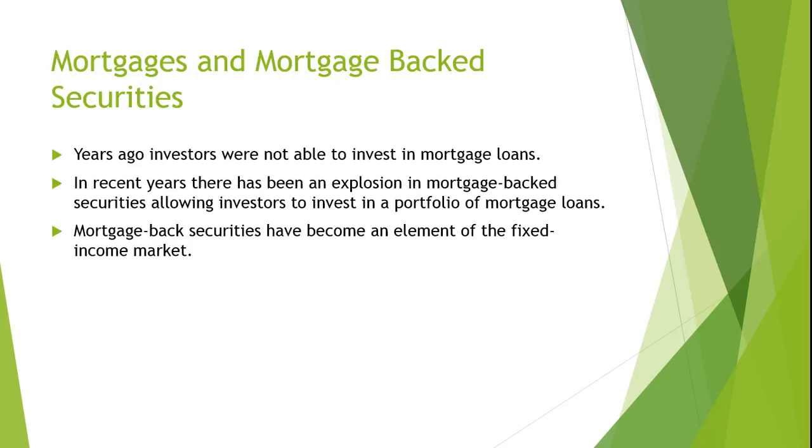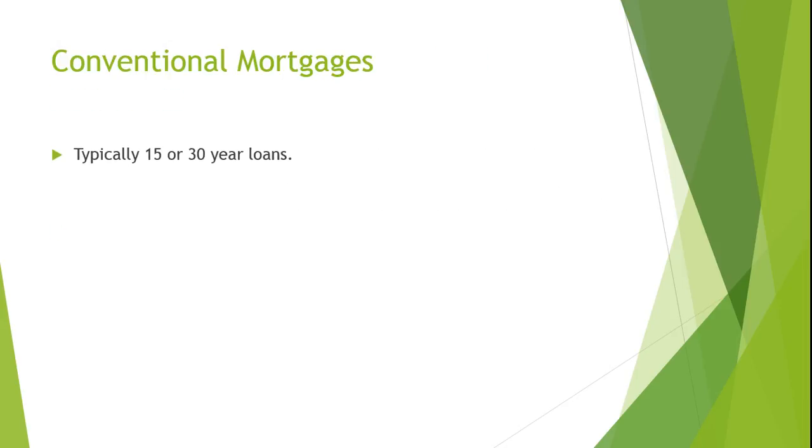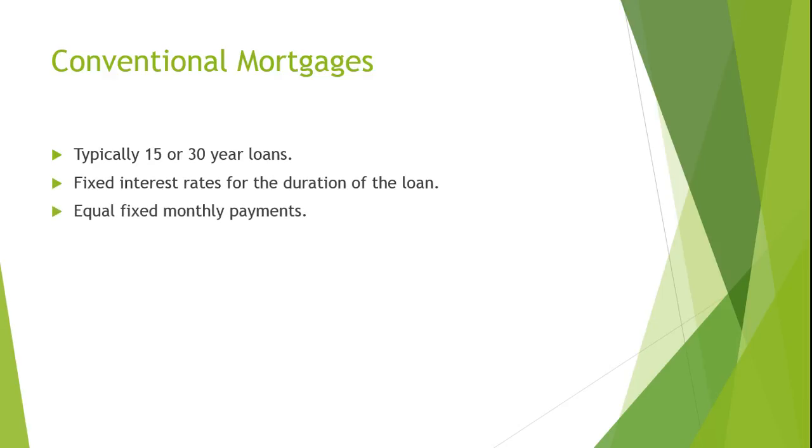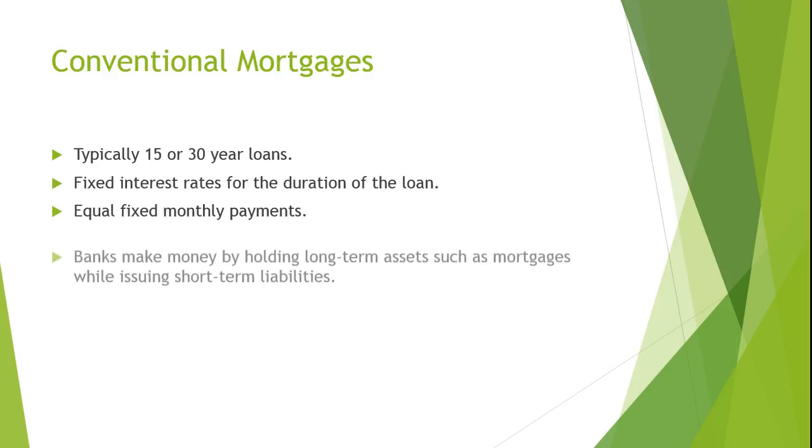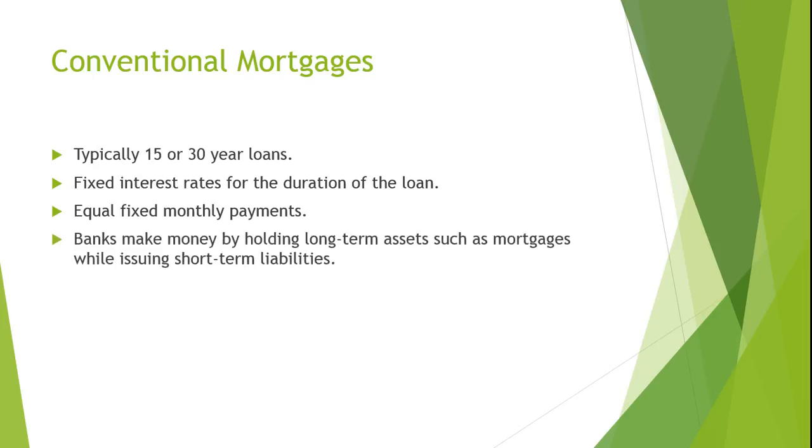Mortgages are typically long-term, 15 to 30-year loans with fixed interest rates for the duration of the loan, with equal fixed monthly payments. These types of mortgage loans are called conventional mortgages. Conventional mortgages can create problems for banks.